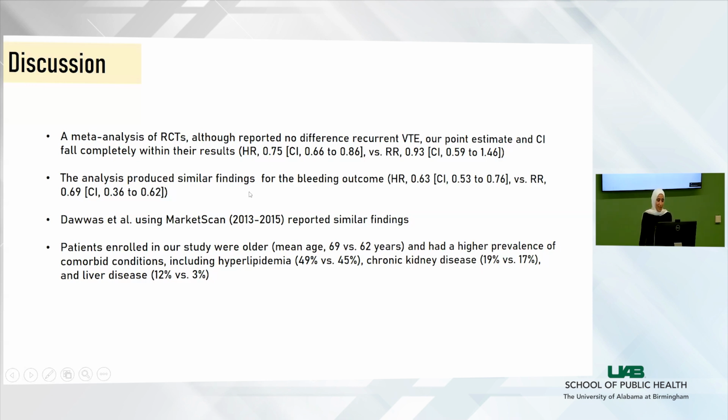The only other study besides that meta-analysis was an earlier analysis that we did using MarketScan commercial data. However, we used earlier years of data, between 2013 and 2015, and we reported similar findings. The only difference was that patients enrolled in the current study, which we identified using Optum data from later years, were slightly older and had a higher prevalence of comorbidities, including some that I'm listing here, such as hyperlipidemia, chronic kidney disease, and liver disease. This suggests that clinicians are feeling more comfortable with apixaban and are prescribing it to a sicker population.